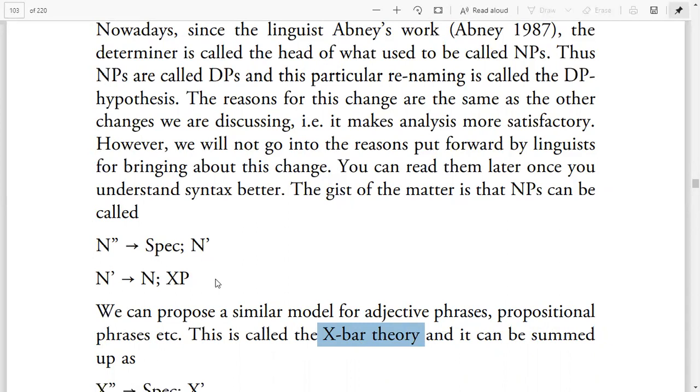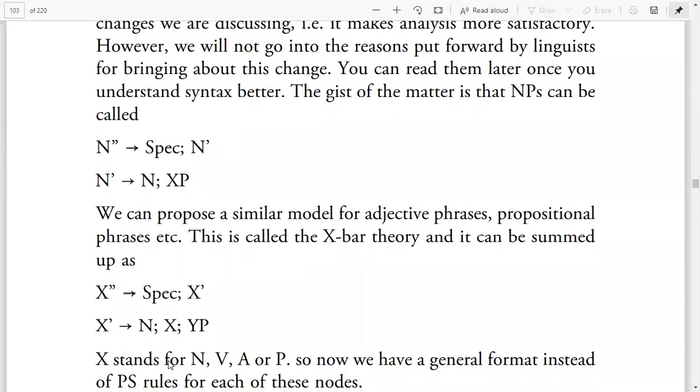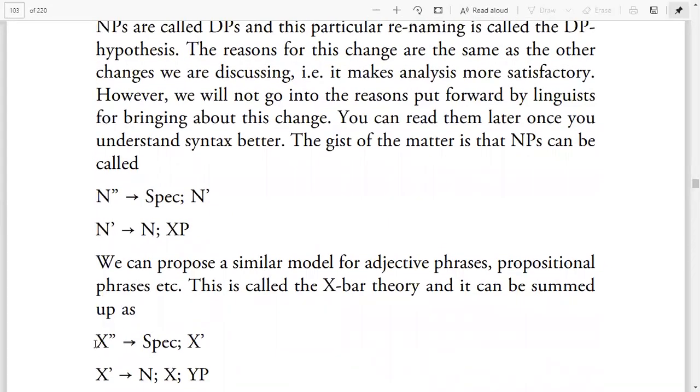This process which you studied here about verb and noun is known as X bar theory, and it can be summed up mathematically like this: X phrase, meaning any phrase, whether noun phrase, verb phrase, etc., is equal to, or contains, specifier and X bar. X bar is any verb bar, you can say, V bar, sorry, or N bar, etc.